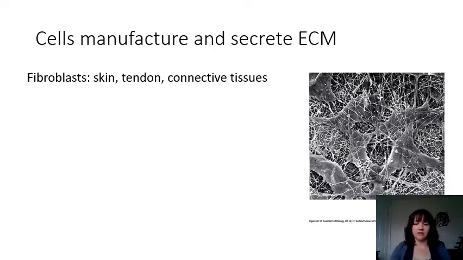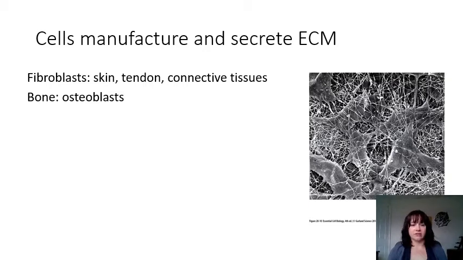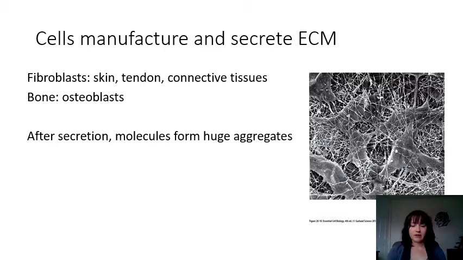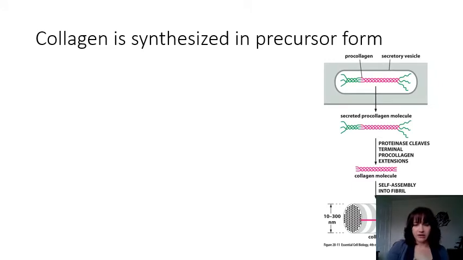The particular cell types that will secrete extracellular matrix components include fibroblasts. These are going to be found in skin, tendon, and other connective tissues. And the cells that secrete extracellular matrix in bone are called osteoblasts. So these molecules are going to form lots of clumps, aggregates or webs.